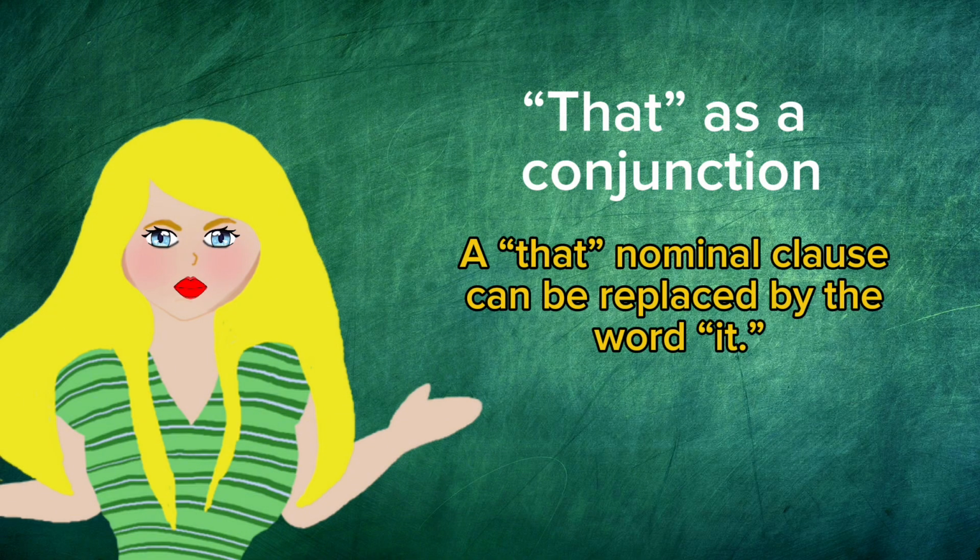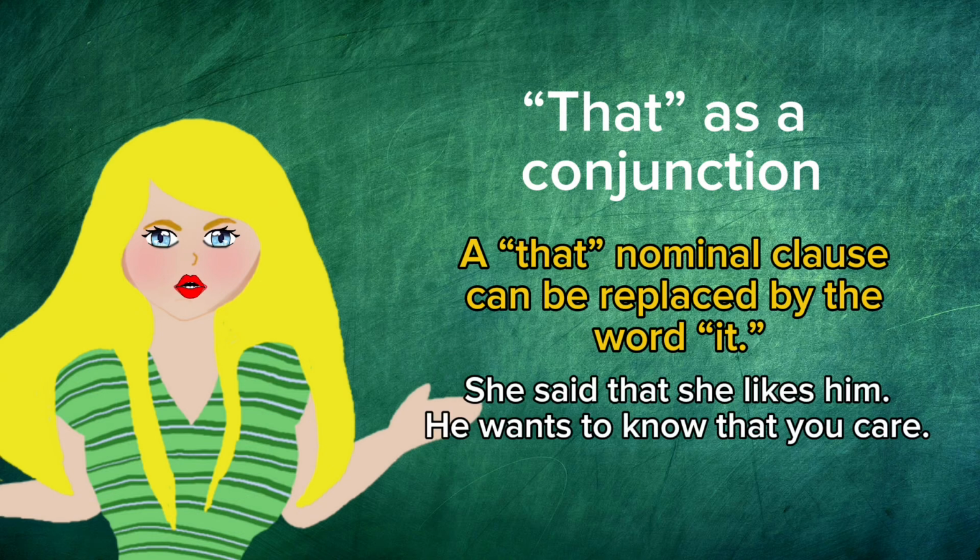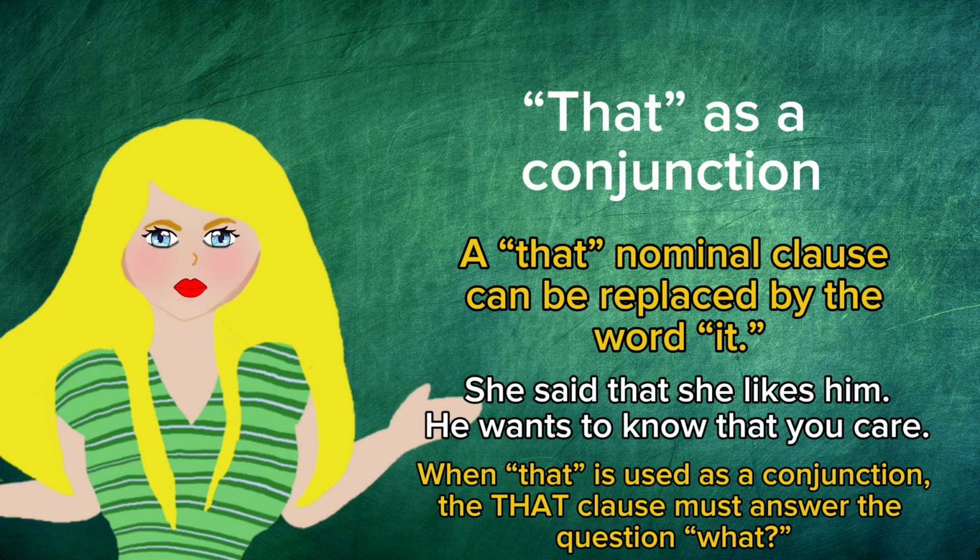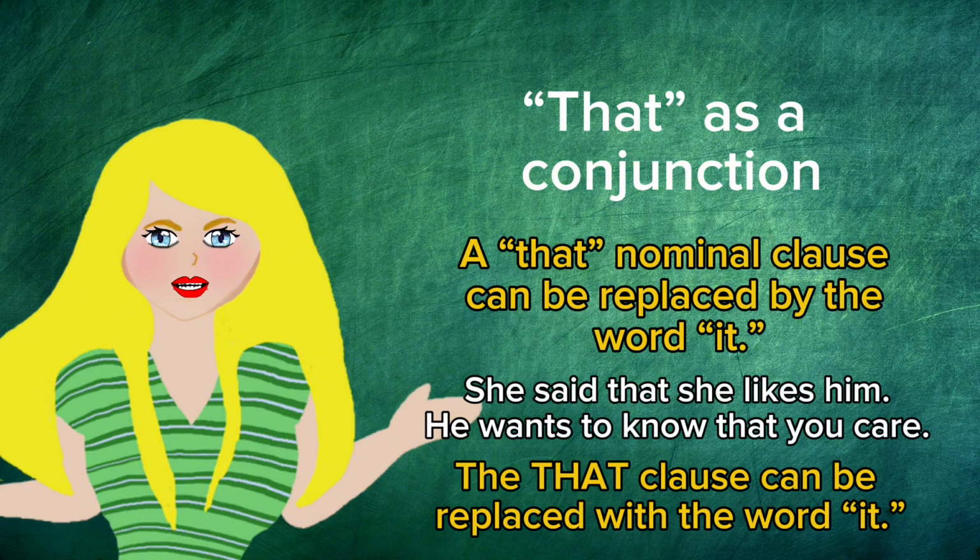The fourth and final use of "that" is as a conjunction. This is the most confusing use for all of my students, so pay attention. As a conjunction, "that" joins two clauses together and creates a nominal clause. Here are correct examples. She said that she likes him. He wants to know that you care. Now here is the key idea, and this part is very important. When "that" is used as a conjunction, the "that" clause must answer the question, what? It can be replaced with the word "it."